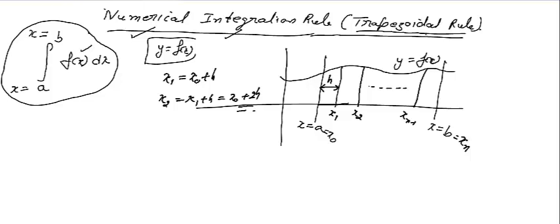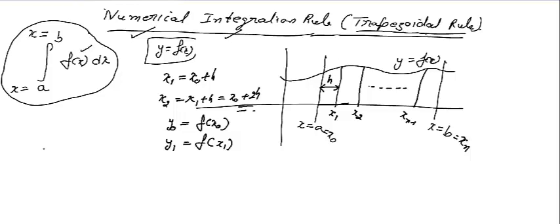So when you solve this, y naught will be the value of f at x naught, and y1 will be the value of f at x1, correct? Here, for the trapezoidal rule, I am not going to derive the formula, I just want to give the formula. That is a separate topic, how you derive it.